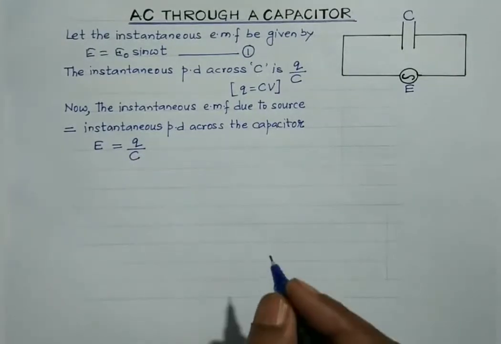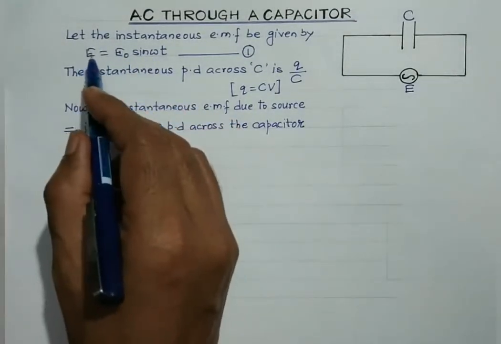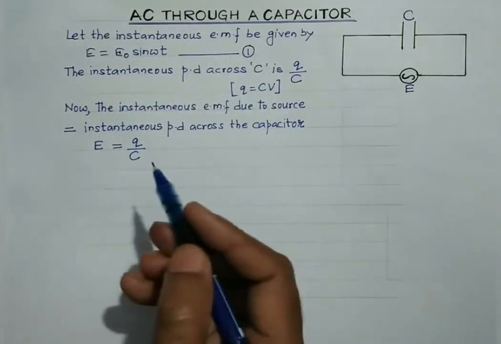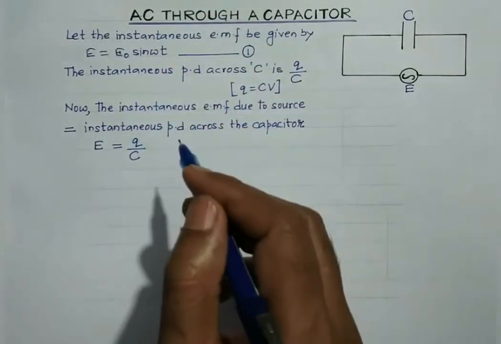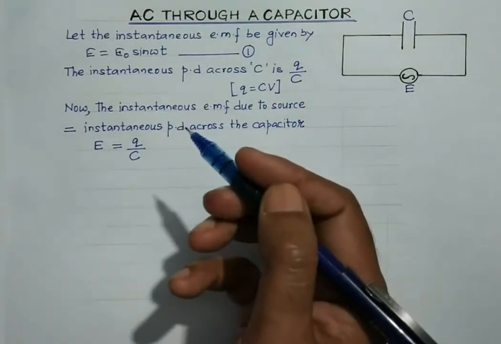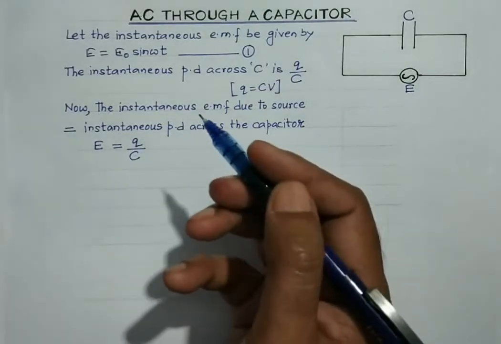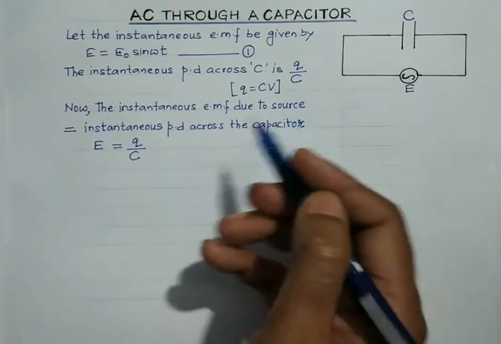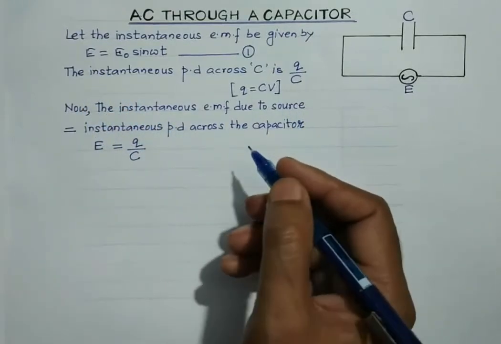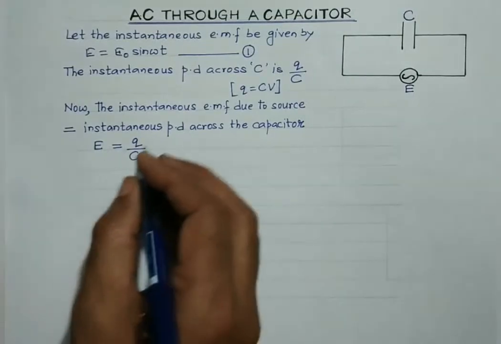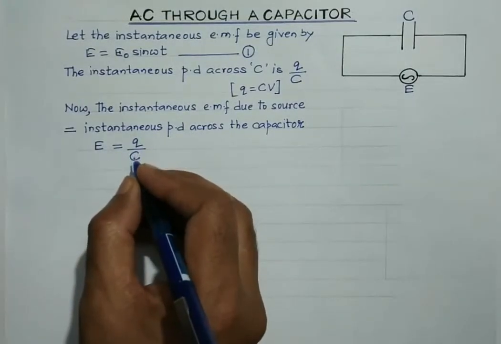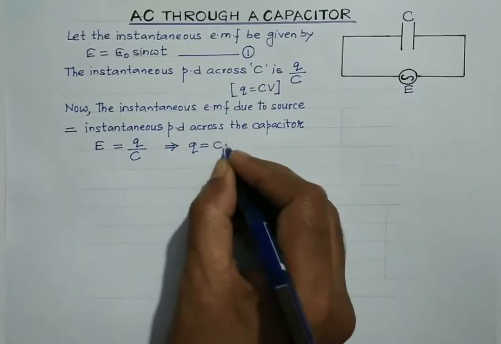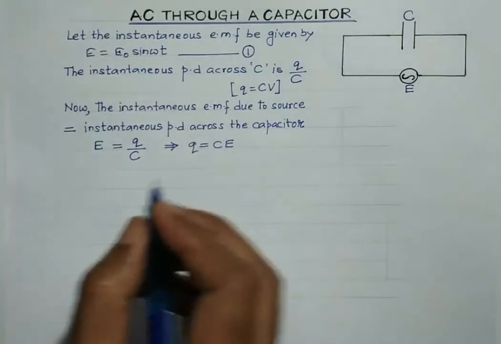Basically, students, our objective is to get the expression for the instantaneous EMF, then to get the expression for the instantaneous current, and to compare those two so as to get the phase relationship between them. So accordingly, we can plot graph E and I with time, as well as draw the phasor diagram, right? So we need to find out the expression for the current. For that, Q is equal to CE. You can substitute this value of E over here.